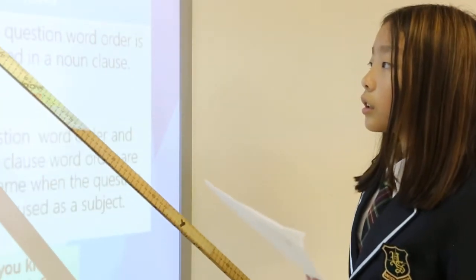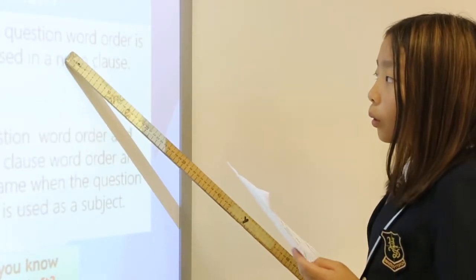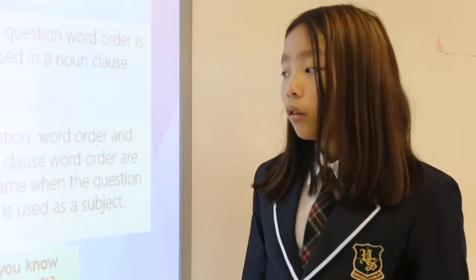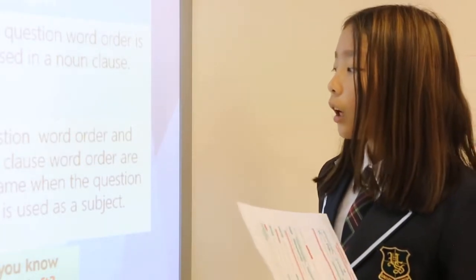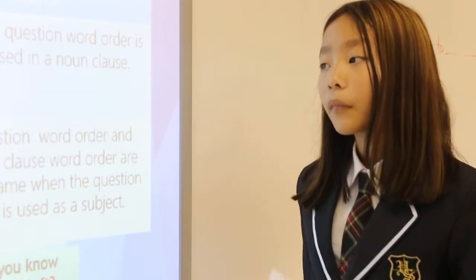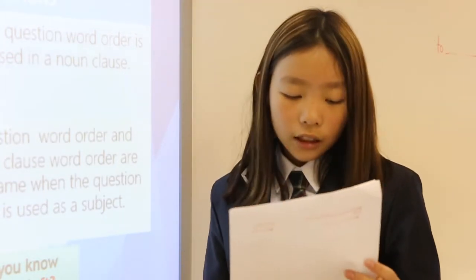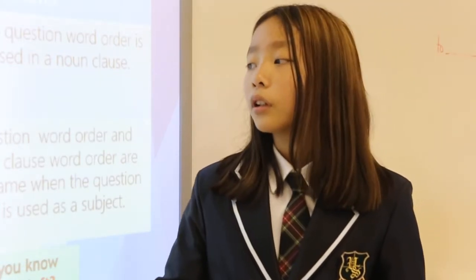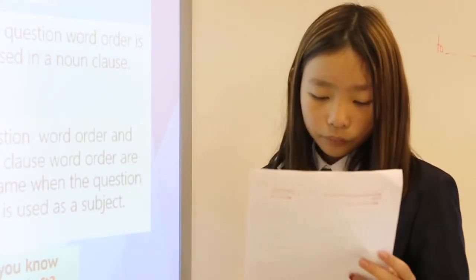As you noticed in the examples, usual question word order is not used in a noun clause. Also, question word order and noun clause word order are the same when the question word is used as a subject. For example, who came to class? I don't know who came to class. Or, what happened? Tell me what happened.